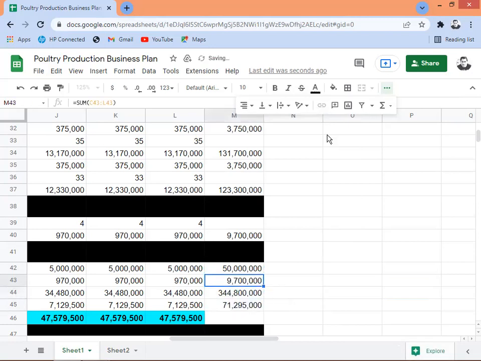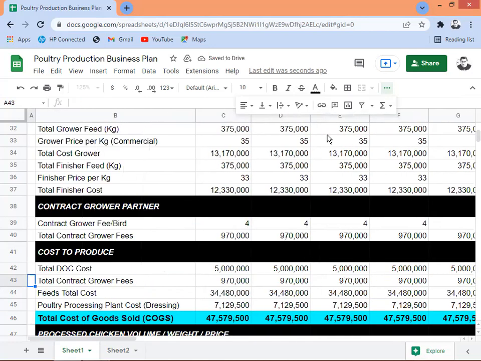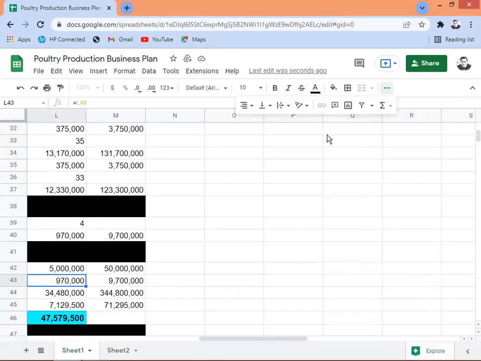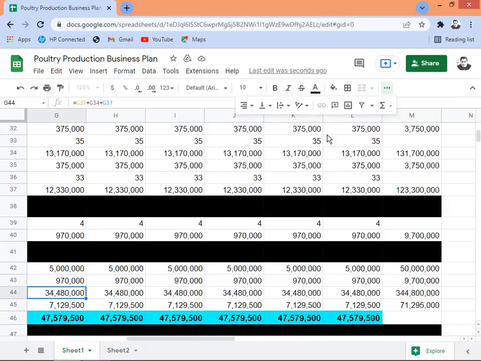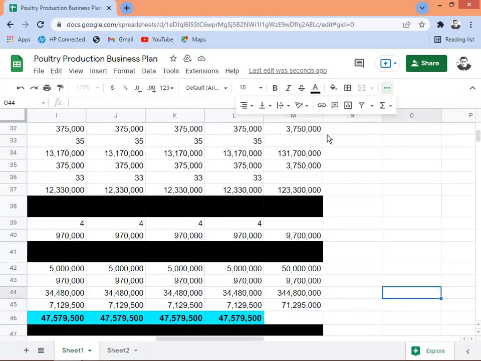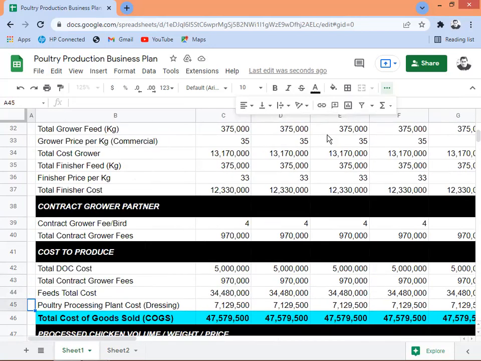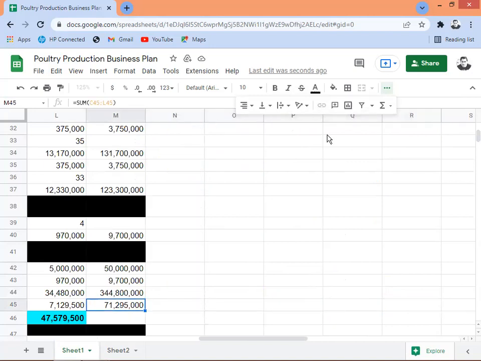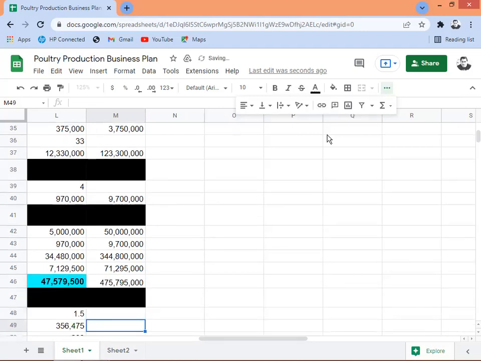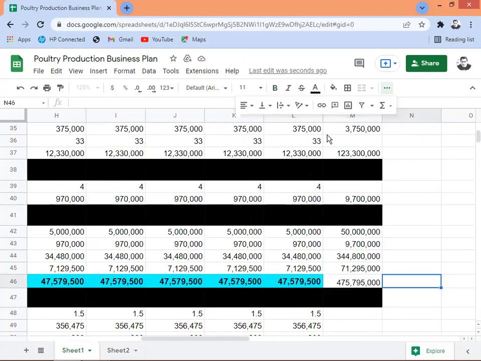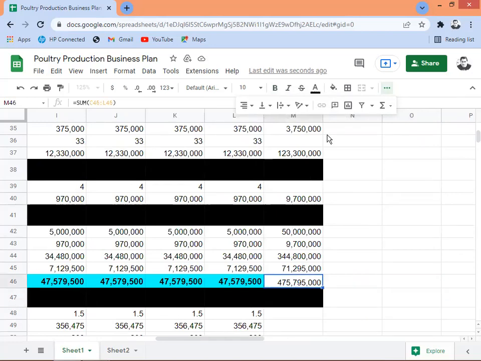So 9.7 million for the contract grower fees. 344 million for what? For the total feeds cost. And 71 million for what? For the dressing plant cost, poultry processing cost. And this one I'll just copy. 475 million, what is this? This is the COGS. We're going to have 475 million, we're going to spend rather.